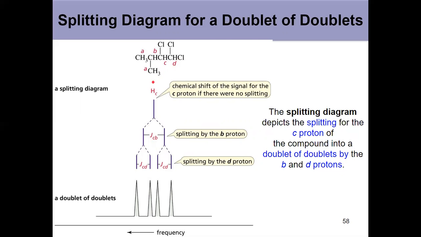Okay? So we think about it first being split by the B proton. Again, it can be with the magnetic field or against. And that splits us into a doublet, just looking at the effect from B. Then the effect from D, right, splits it again. So we go from a singlet, one signal, to a doublet, and then split that doublet again. Now we get a doublet of doublets.